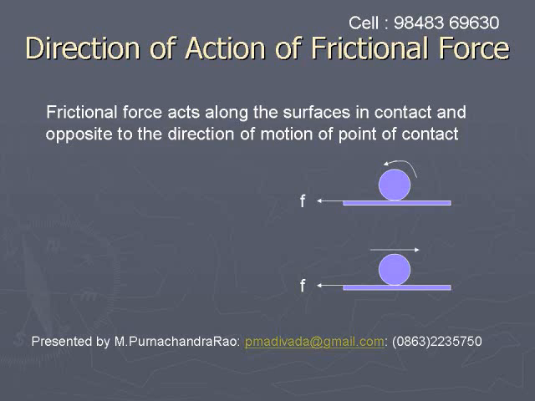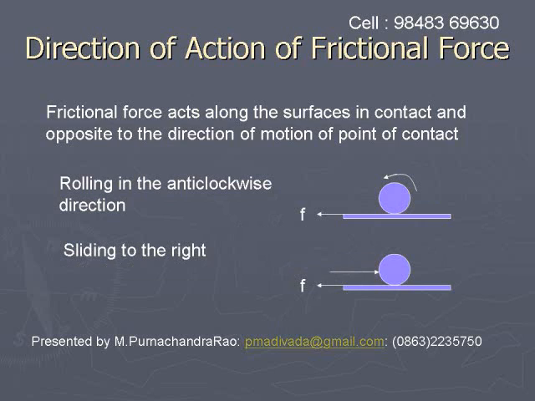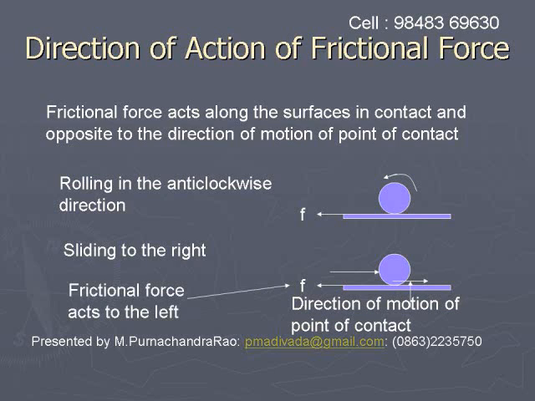Suppose if you take rolling friction. Here in the upper figure, if the spherical body rolls in the anti-clockwise direction, then the point of contact of that body moves to the right. Hence, the frictional force acts to the left. Take the bottom figure. Here, the body slides to the right. When it slides to the right, the point of contact moves to the right. Hence, the frictional force acts to the left.